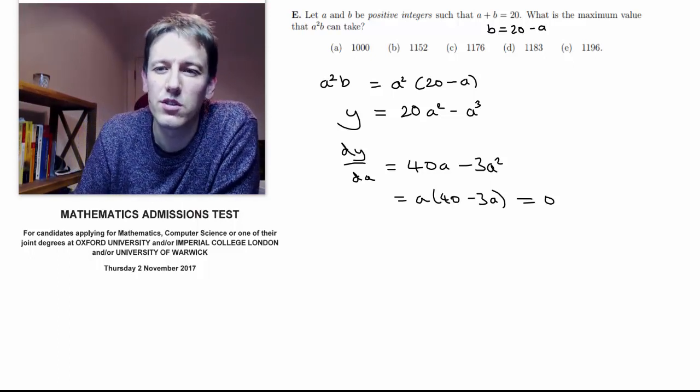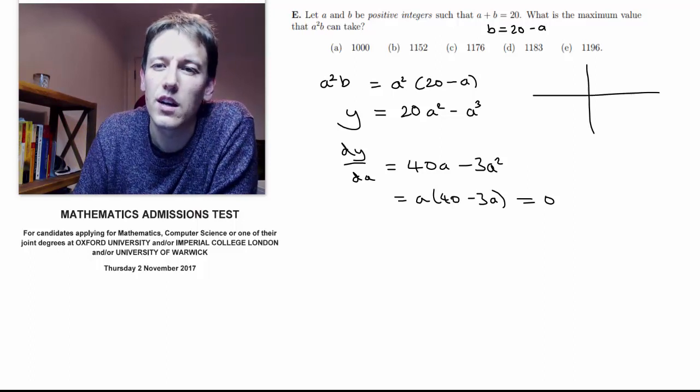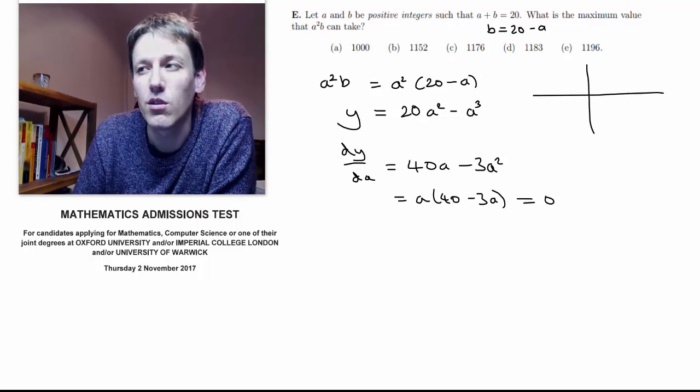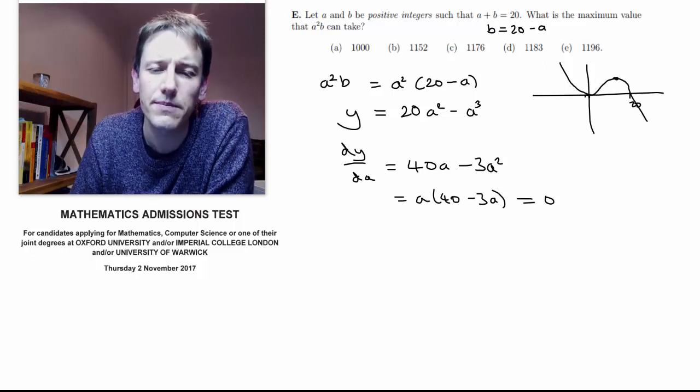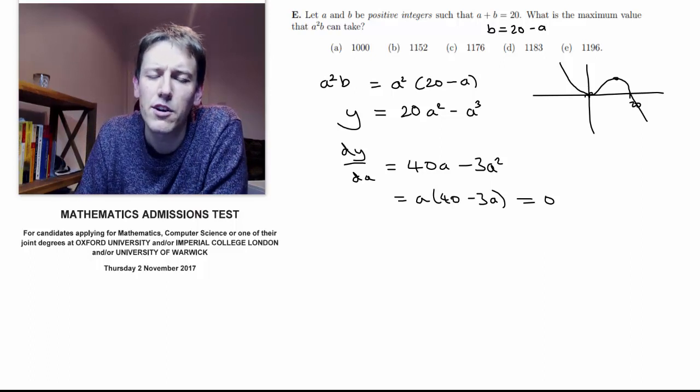If you're worried about whether this local maximum or minimum, whatever it is we're going to end up finding, is a global one, you can also do a quick sketch of a squared times 20 minus a. If you're quick at sketching cubics, you see it will just touch the axis at 0 for the root at 0. It's a negative cubic, and it'll have the other root at 20, so it's going to look something like this. So it's going to have a maximum somewhere here between 0 and 20, and this minimum here at 0.